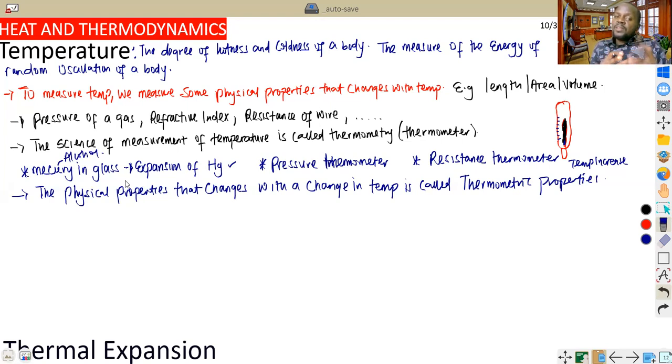Thereby, alcohol is also preferred to mercury because a good thermometer must have a low freezing point, and alcohol has a low freezing point.